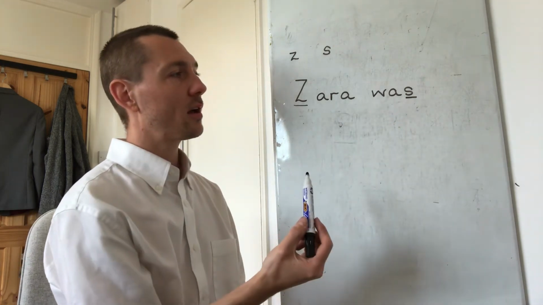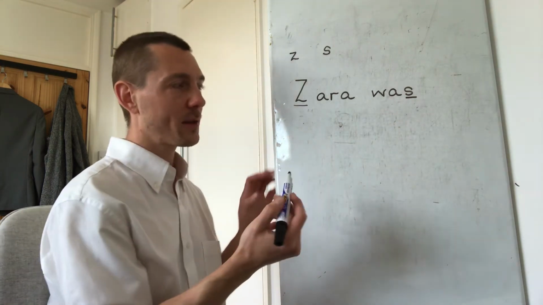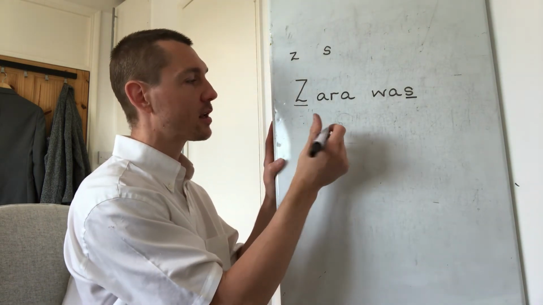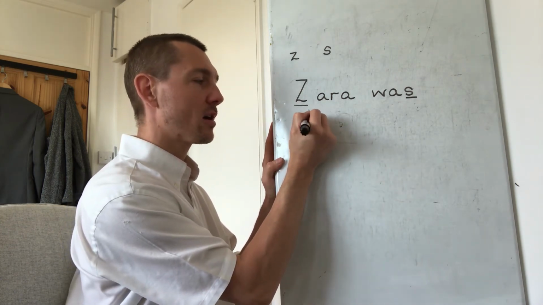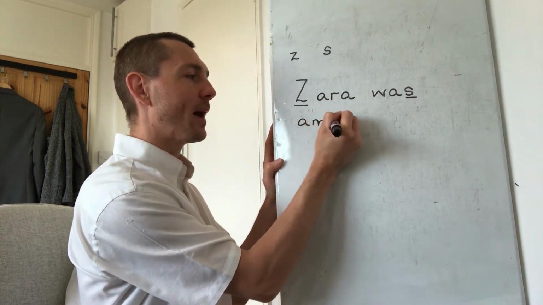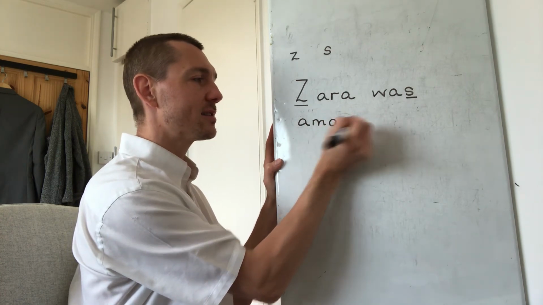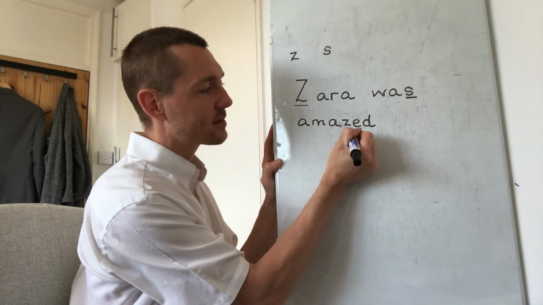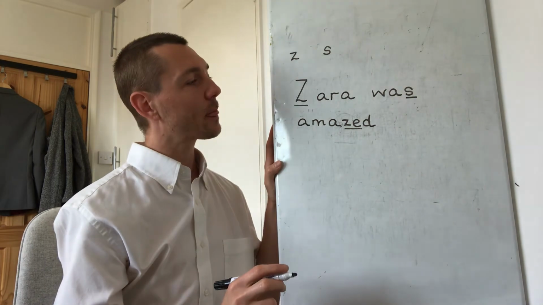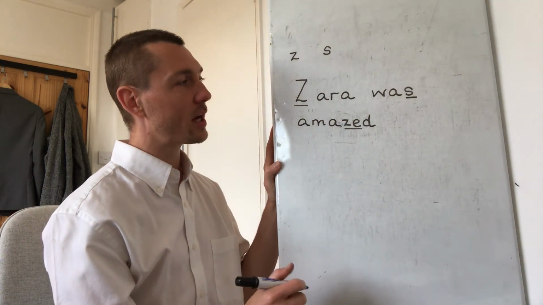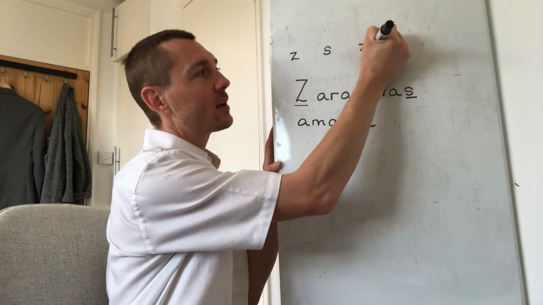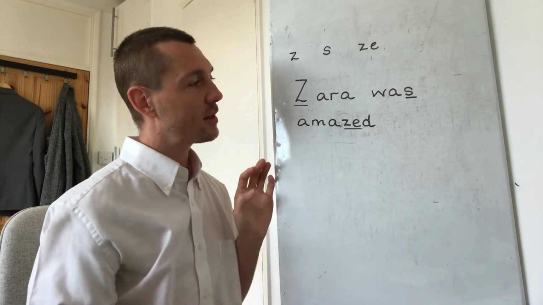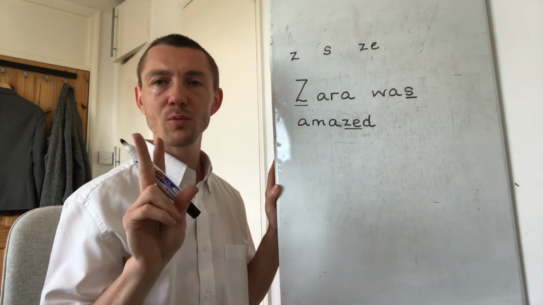Okay, the next word, let's try. Zara was amazed. Good. So over to you. Have a try and then come back. Amazed. And we say a, m, a, z, d. Amazed. Okay, so change anything that you need to check that one. And we have the Z E spelling of Z in amazed. Good.